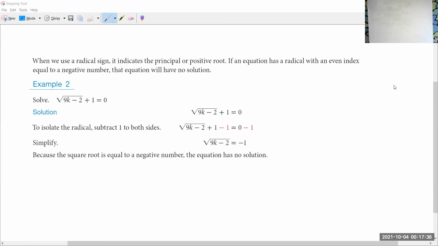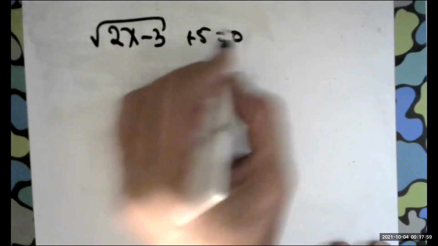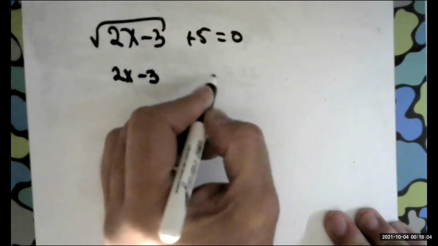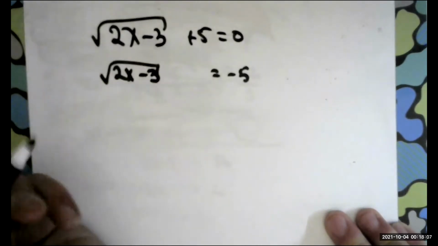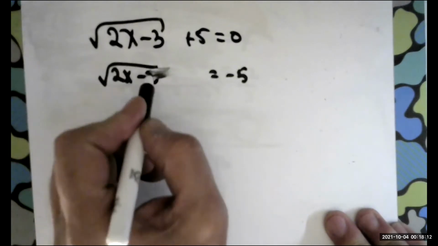So let's go ahead and try one example. Just giving you some time. Let me stop sharing this. What about if we have the following? The square root of 2x minus 3, plus 5 equals 0. We may subtract 5. Now we have the square root of 2x minus 3 equals negative 5. Notice I have the square root equal to a negative number, so this one has no solution.